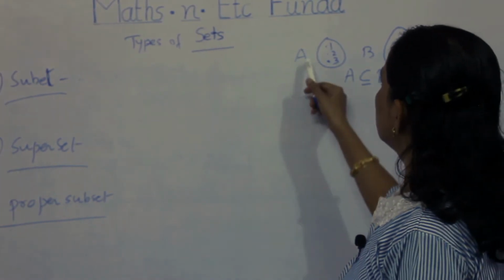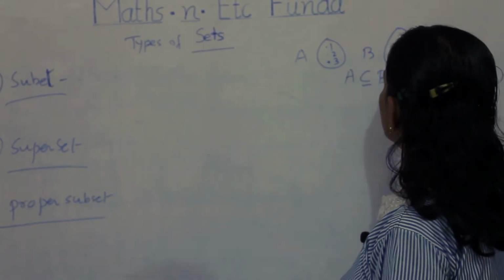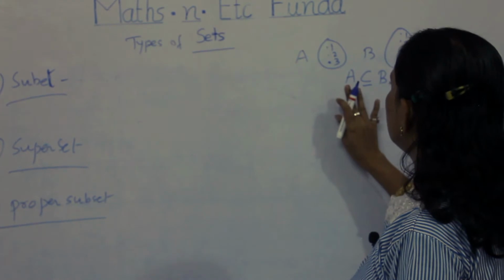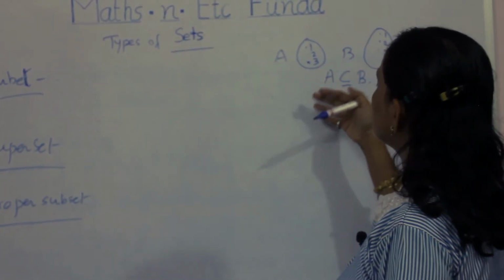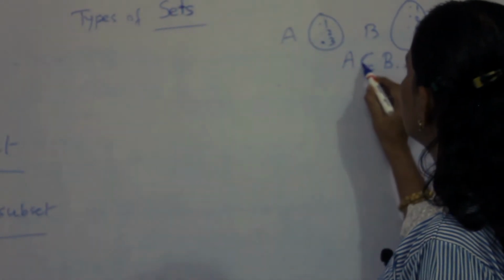Okay? This is called subset. This is also the same set. Both are equal, so we can say both are equal sets or subsets. We represent subset like this.